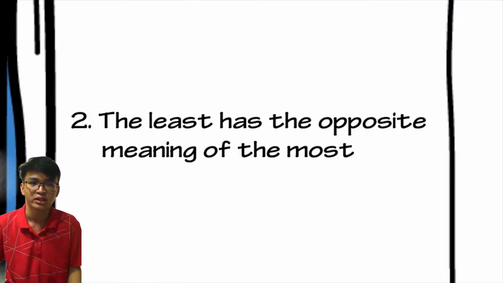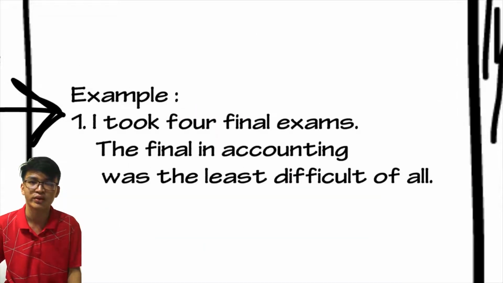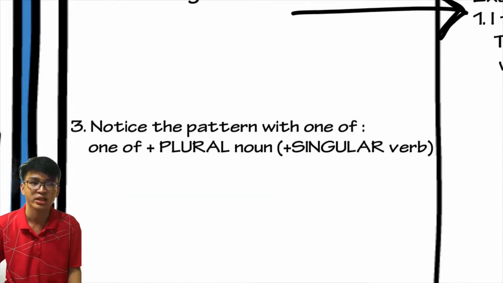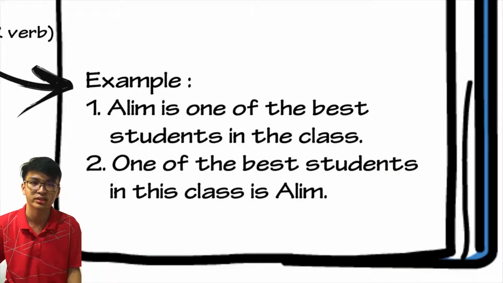And the second, the least has the opposite meaning of the most. For example, I took 4 final exams. The final in accounting was the least difficult of all. And the third one, notice the pattern with "one of," which is one of plus plural noun and optional plus singular verb. For example, Alim is one of the best students in the class. The second one: one of the best students in this class is Alim.